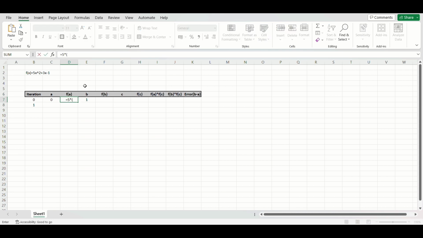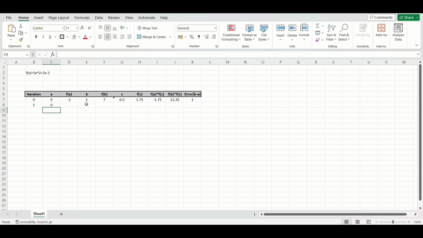The first one we will do is for fa: just simply substitute the value of 0 into the equation and we will get fa equal to -1. Same goes for fb, we just substitute the value of b equal to 1, which gives 7. Moving on to c, we add a and b divided by 2. And for fc, we just substitute the value of the midpoint into the equation, which gives 1.75. Then, we will do fa times fc, and we will get -1.75. For fb times fc, we get the value of 12.25.